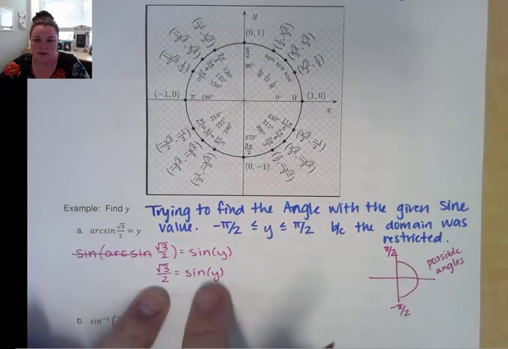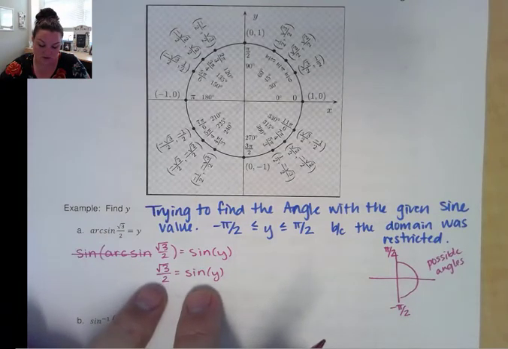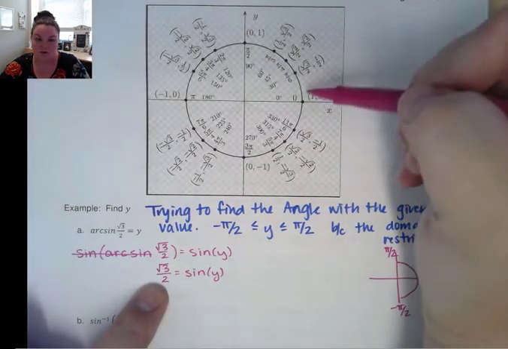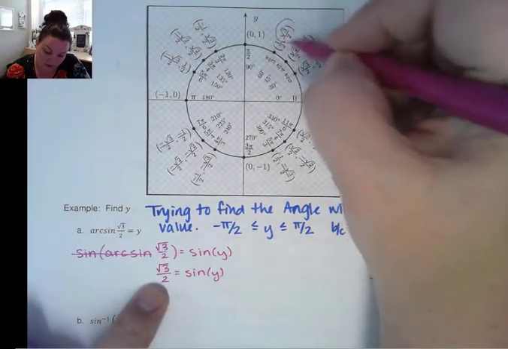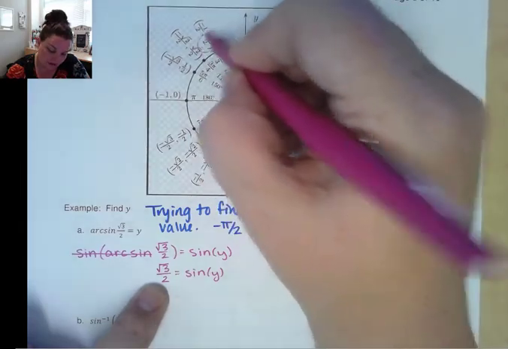Okay, so I'm going to look up here at my chart and see where do I have angle values where the y is square root of 3 over 2. So if I go up here, I'm looking at the y's. Here's a square root of 3 over 2, right?